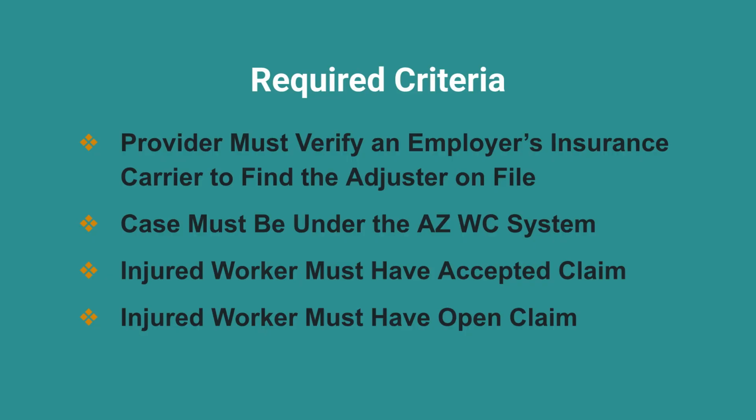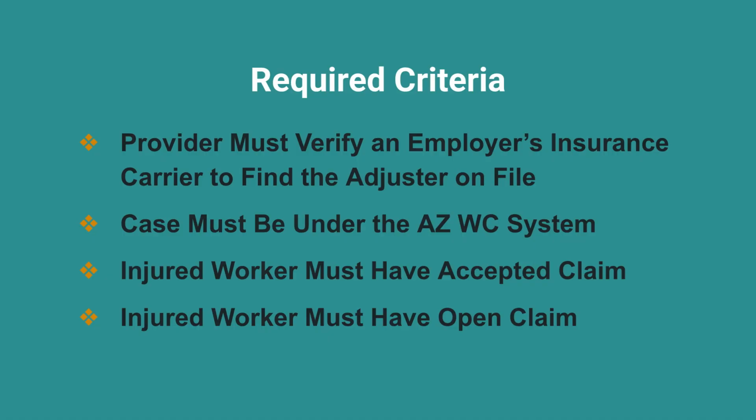Required criteria. Before requesting preauthorization or administrative peer review request, the body part or condition being treated must have been accepted as compensable under Arizona's workers' compensation system. It is the responsibility of the provider to contact the insurance carrier to obtain the adjuster on file for the claimant, and to verify the injured worker has an open accepted claim. If the claim is not accepted under Arizona's jurisdiction, closed, suspended, or denied for the injured worker, it does not qualify for preauthorization or peer review request.